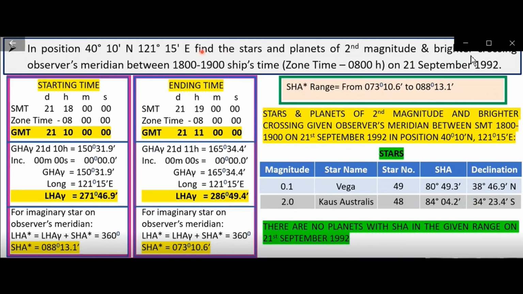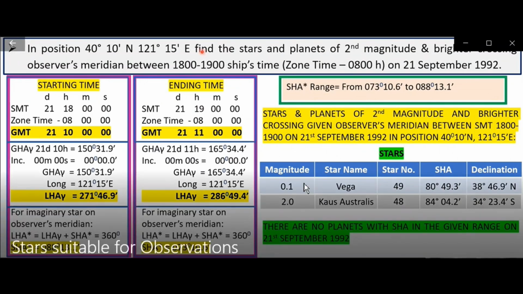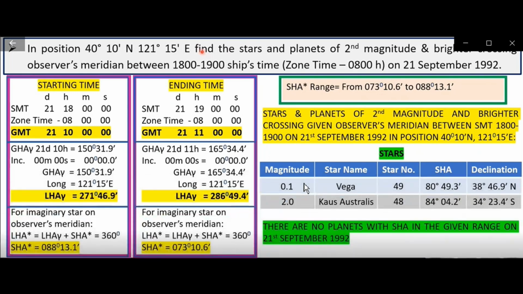Okay, got it. So first magnitudes will also be included in it. Yes. ठीक है सर, समझ आ गया. Right, third, fourth, fifth and sixth नहीं आएंगे because they will be dimmer, but first magnitude will be included. Okay.